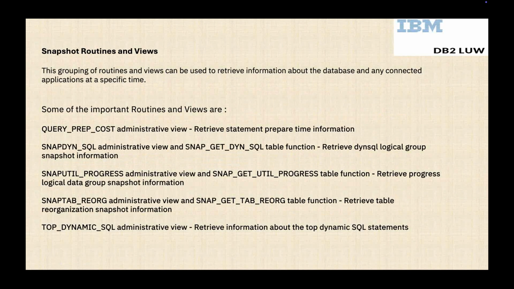You may be running any of the utilities in your system, say load, backup, runstats, reorg, and restore. If you want to check the progress of it, then you can use this beautiful view: SNAP_UTIL_PROGRESS and the table function SNAP_GET_UTIL_PROGRESS. Now, if you want to see the progress of reorg specifically, which phase it is on and what type of reorg it is, offline or in place, then you can use the SNAPTAB_REORG administrative view and the table function SNAP_GET_TAB_REORG.